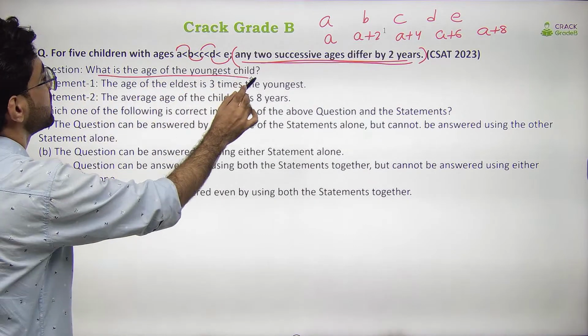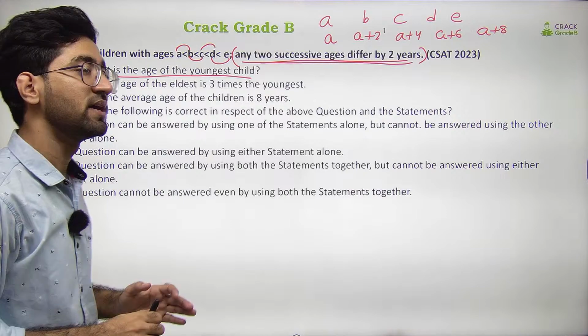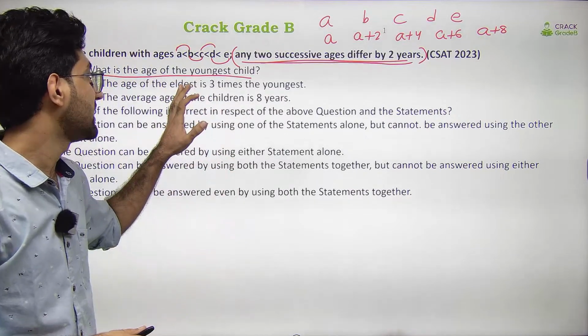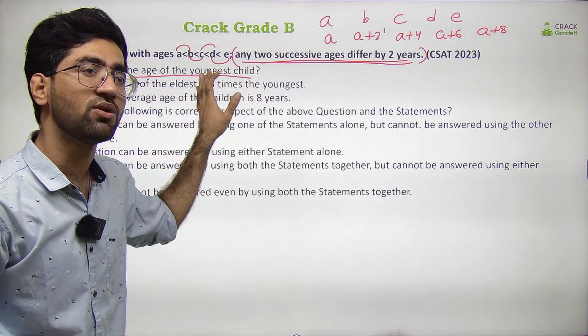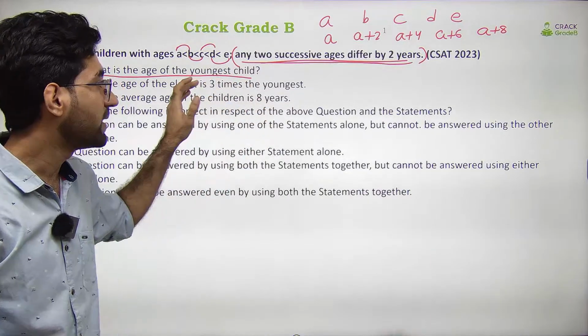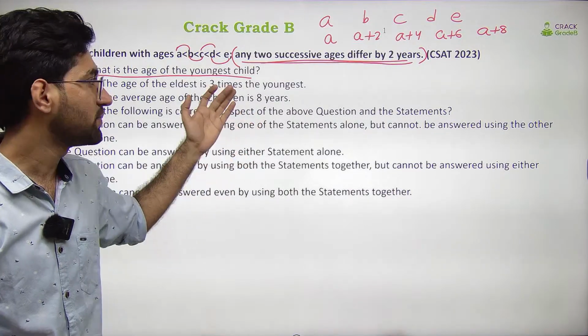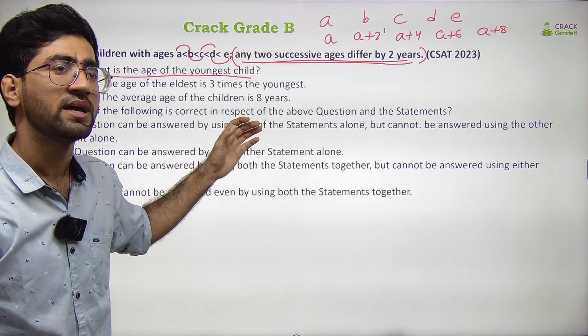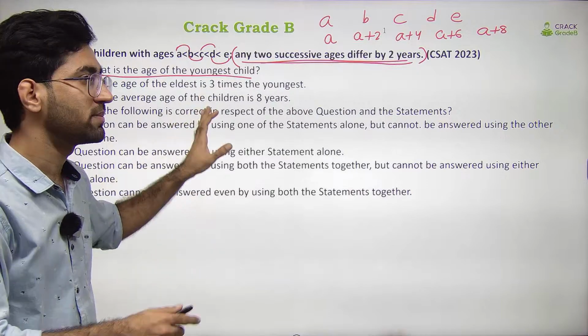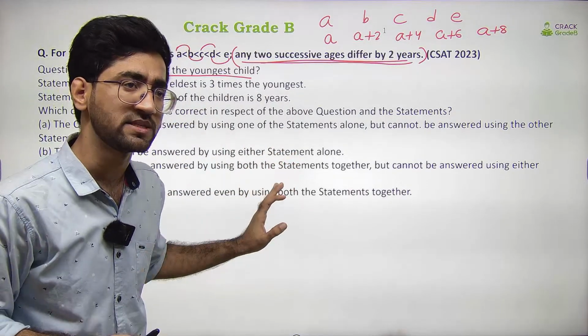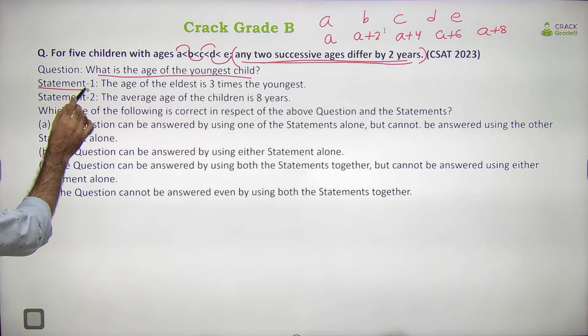The question is, what is the age of the youngest child? So you have to answer whether you can find the age of the youngest child by using statement 1 alone or by using statement 2 alone. And if you are not able to answer, are you able to answer by combining both statements? So look at statement 1 first.